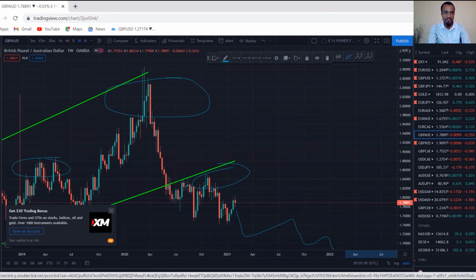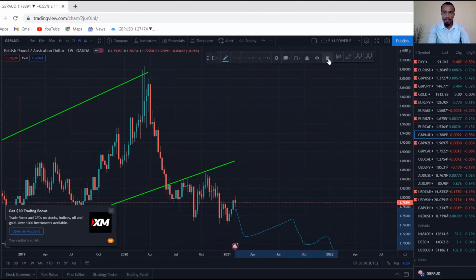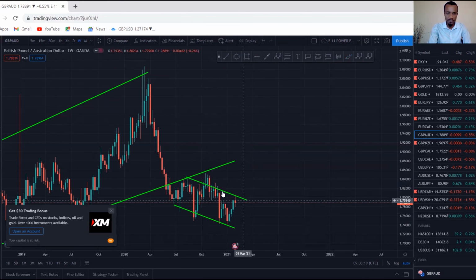Let's clear some of these things out, as we've already illustrated them from a weekly time frame, just to make our chart a little bit clean, so we're not having many things here. From this area, price is busy forming something like a consolidation. So price is still just consolidating within this region.